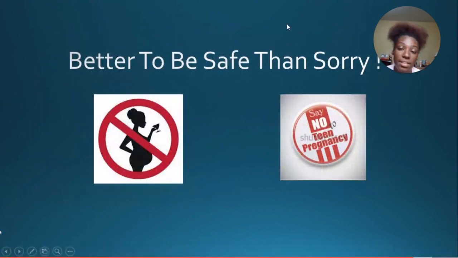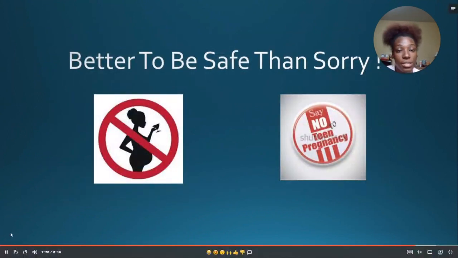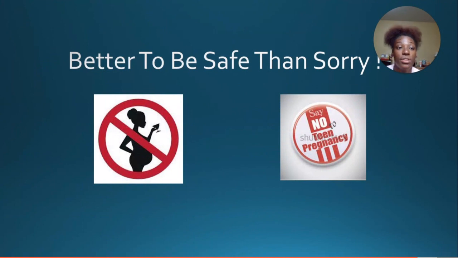So it's better to be safe than sorry. If you know you're having unprotected sex and you're not planning a pregnancy, you don't want any kids, or you're too young and you're having sex and you don't want to use condoms or any protection, then you should definitely use one of these types of birth control. Some of them are different from the others. You just have to make sure to do your research thoroughly and see which one best fits you.